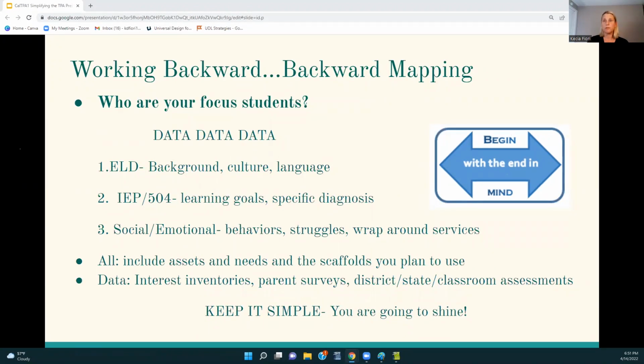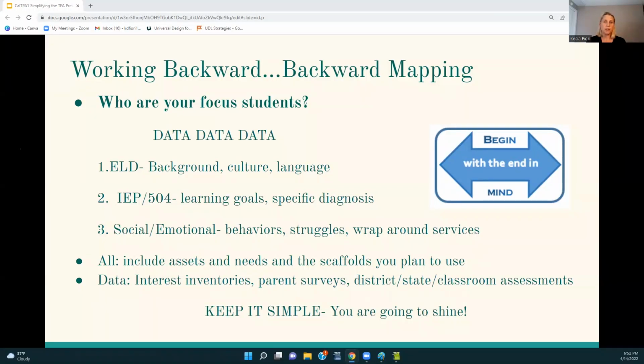You need to know who your 3 focus students are. Focus student 1 is an EM. We're going to think about their backgrounds, their culture, their language. How are those assets that you can build on?